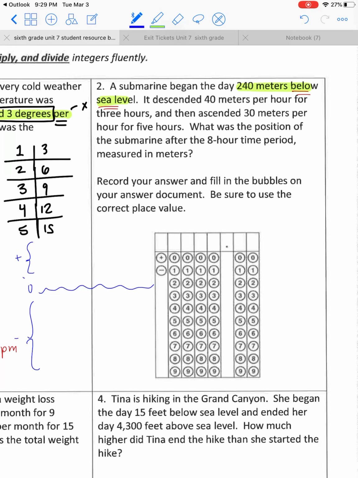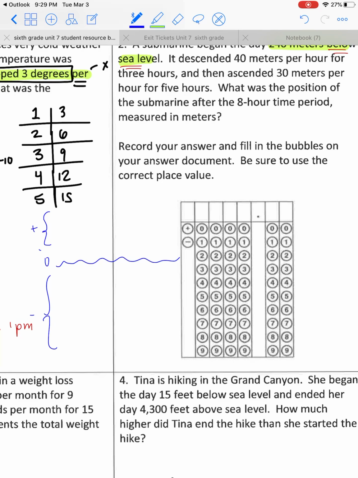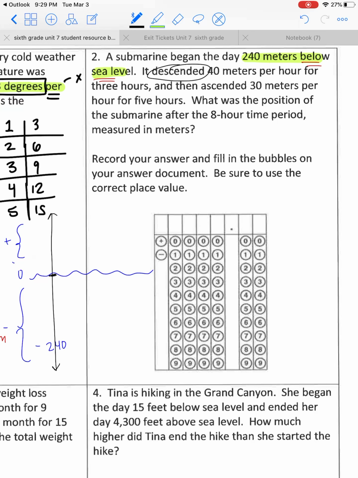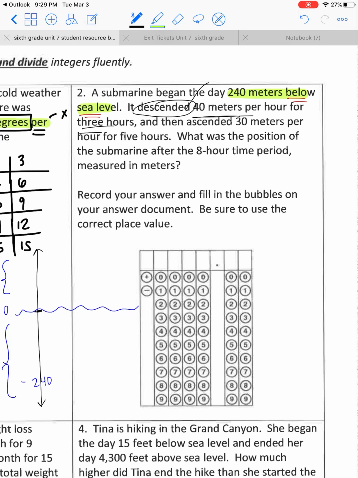So he's at below sea level. So that means that he's at negative 240 right here. Okay, and I can even draw a number line again. I can have this here. Then I have this middle is my 0. And then it says it descended 40 meters per hour for 3 hours. The word here is descended. When something is descending, to descend means to go down. Descend means to go down. 40 meters per hour for 3 hours.